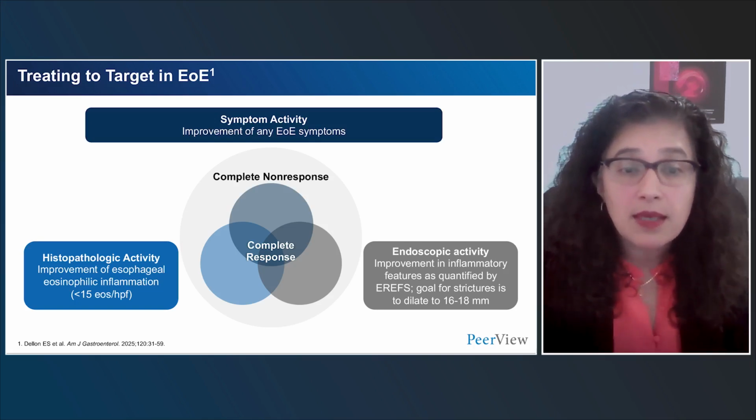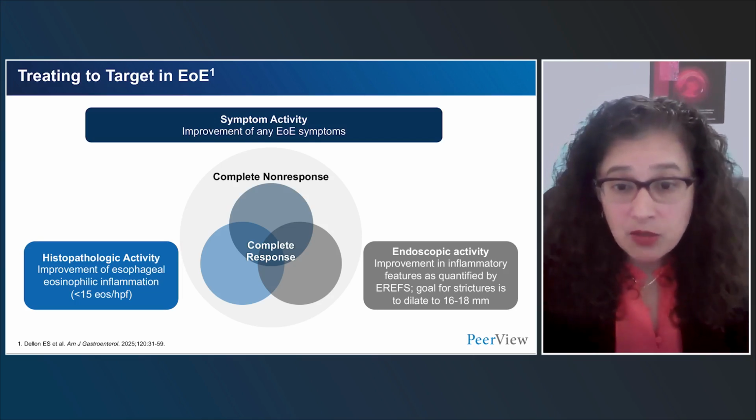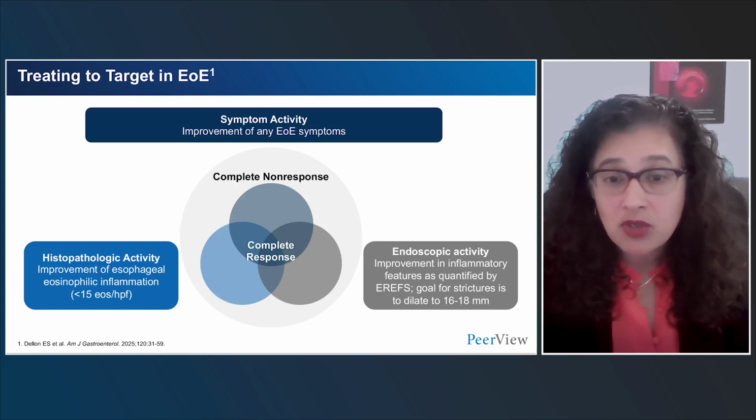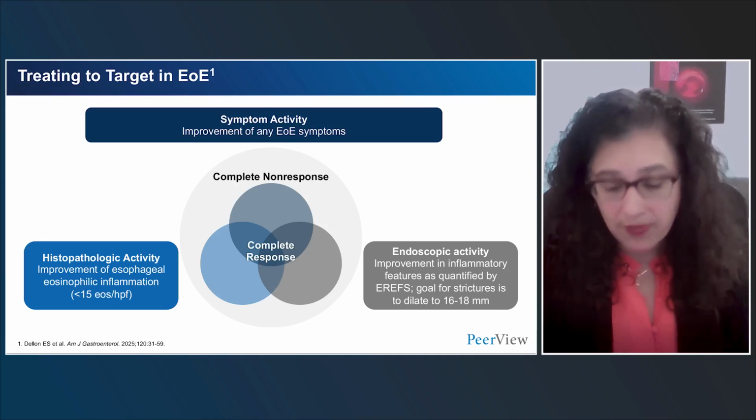Now, this slide highlights that we really want a complete response. We want to hit all three of these targets, hit that bullseye, so to speak. So, for instance, if we improve histology, but we still have a patient with symptoms and endoscopic inflammation, we haven't met that target. So, we really want to focus on all three of these.